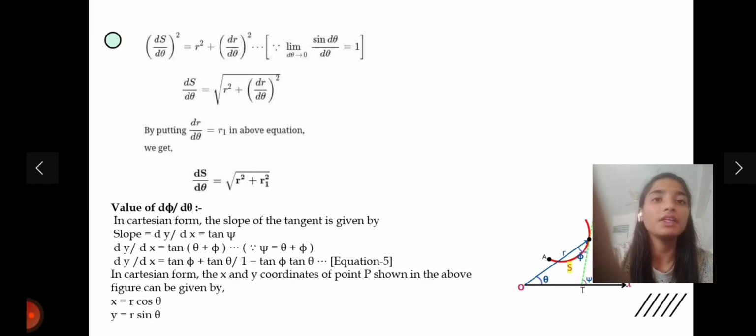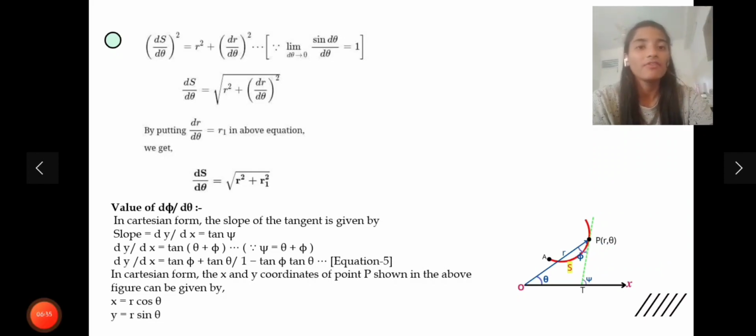(ds by d theta) whole square is equal to r square plus (dr by d theta) whole square. We know that limit d theta tends to 0 of sin d theta by d theta is equal to 1. So ds by d theta is equal to root of r square plus (dr by d theta) whole square. By putting dr by d theta equals r1 in the above equation, we get ds by d theta is equal to root of r square plus r1 square.